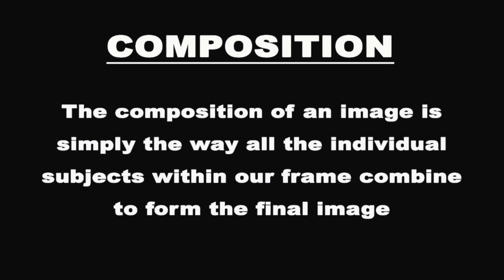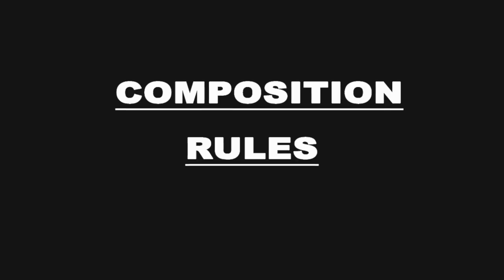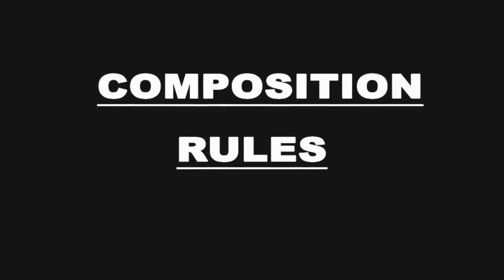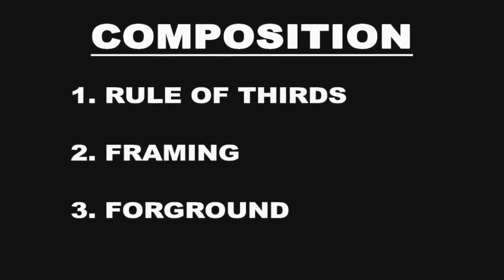The composition of an image is simply the way all the individual subjects within our frame combine to form the final image. So if you have a person, a table, a chair, and a flower, depending on where you put those elements, you're creating different composition. And it's been shown that there are a few different placings that make people really like your photos. So they started calling them composition rules. There are so many different rules, but there are three of them that I really love. Rule of thirds, framing, and foreground.